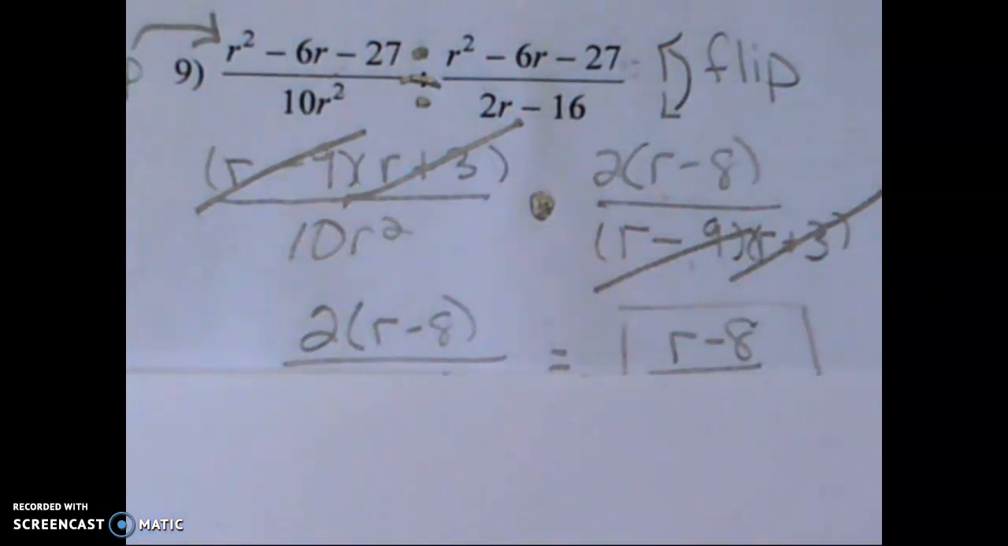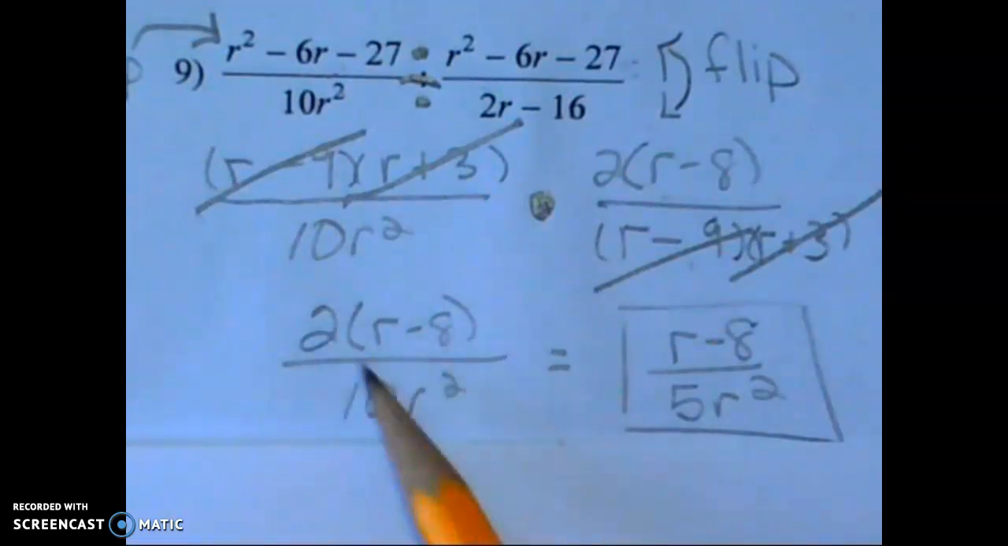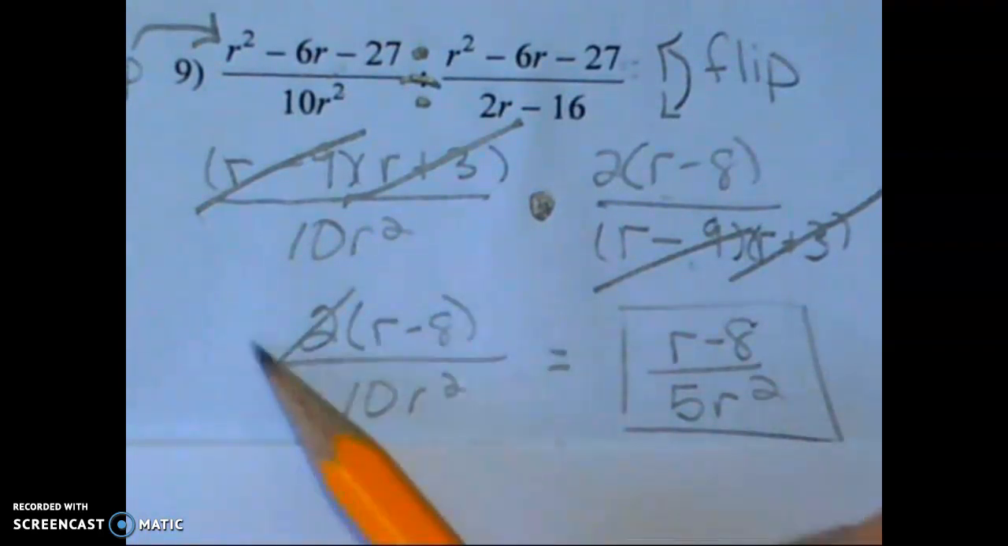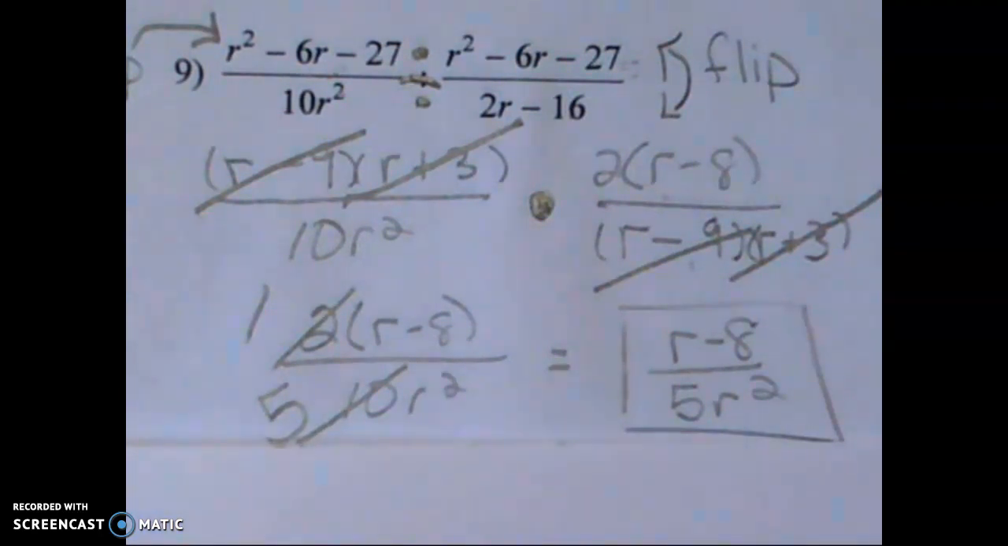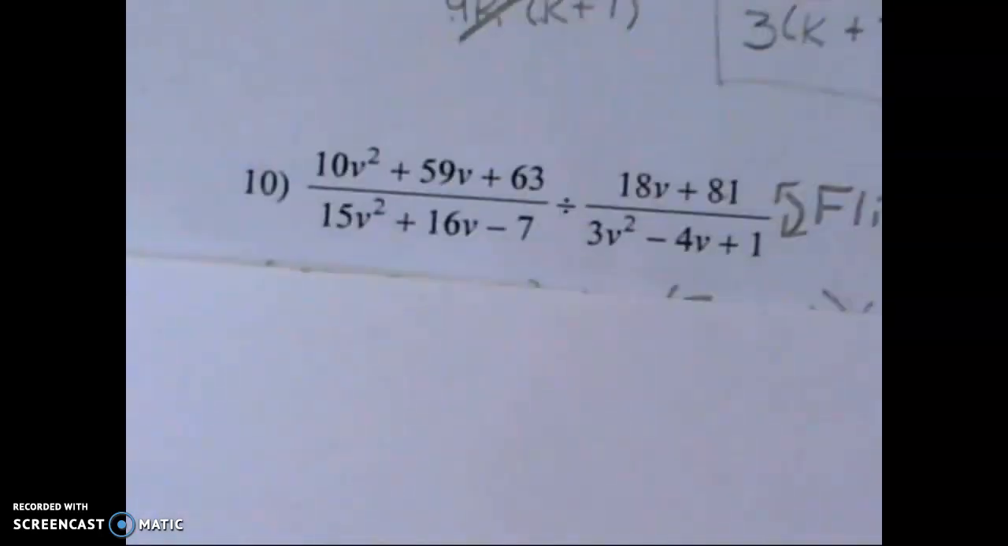So it's 2r minus 8 over 10r squared. Hey, 2 and 10 are both divisible by 2. 2 divided by 2 is 1. 10 divided by 2 is 5. You are left with r minus 8 over 5r squared. Okay, last one.